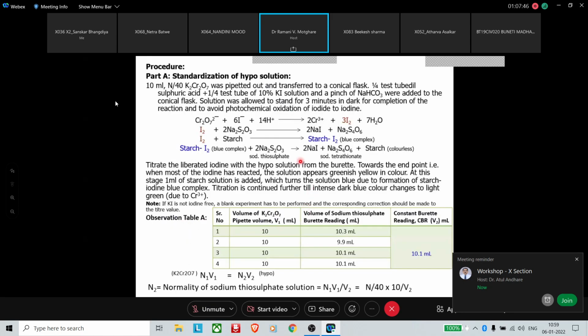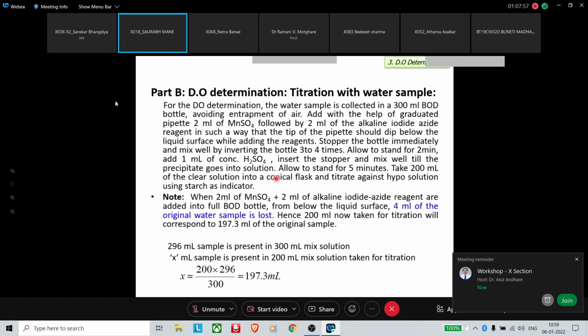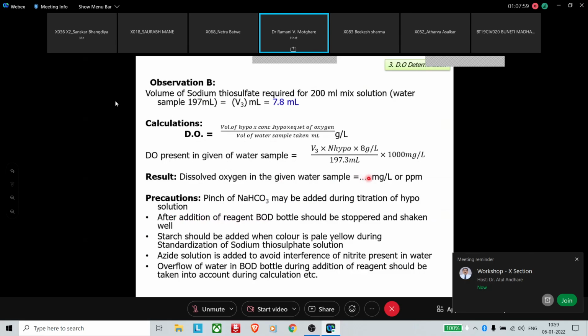All the batches can use this experiment for writing. Ma'am, what to write in the fill in the blanks while writing the file? Where are the fill in the blanks? Next slide. Result.